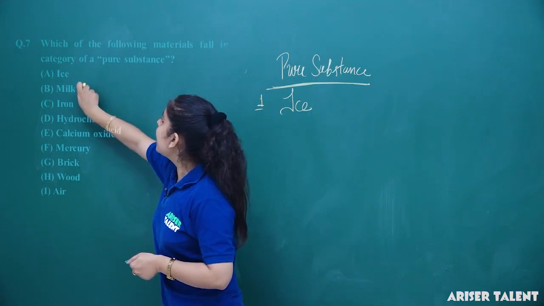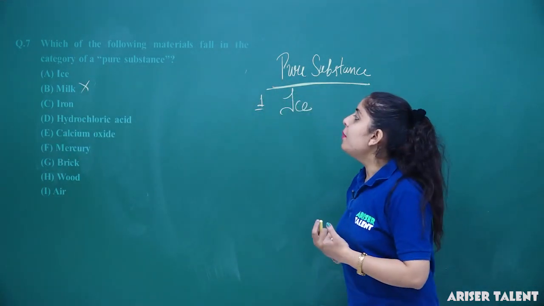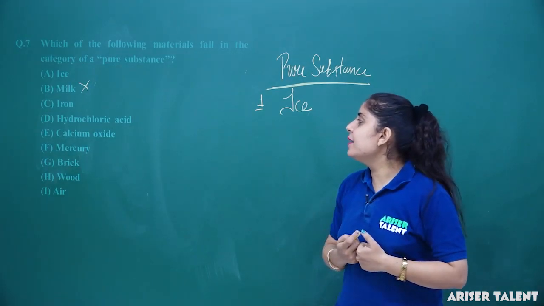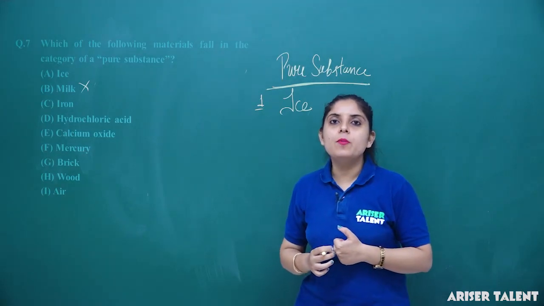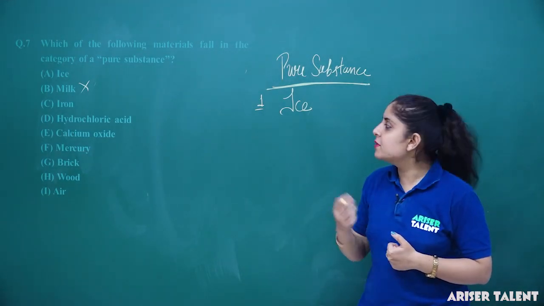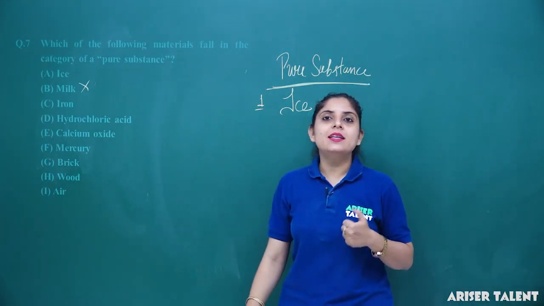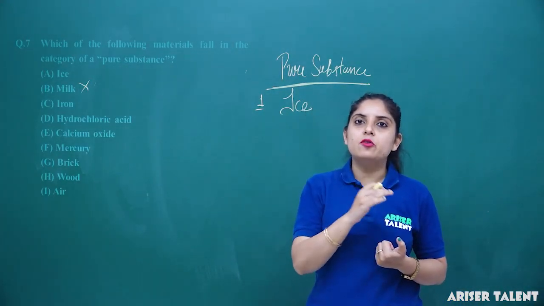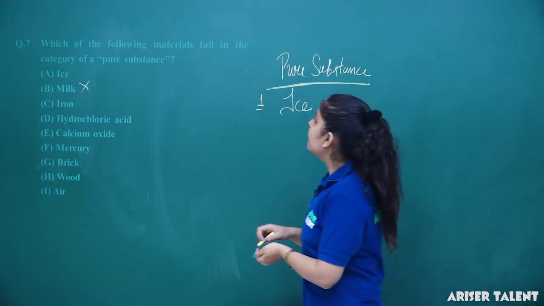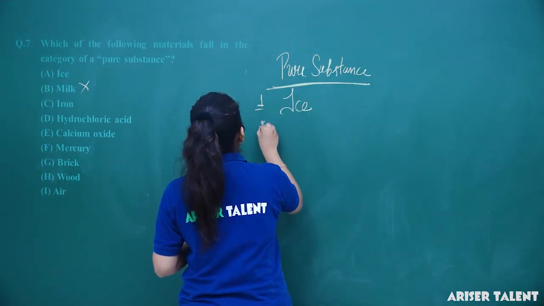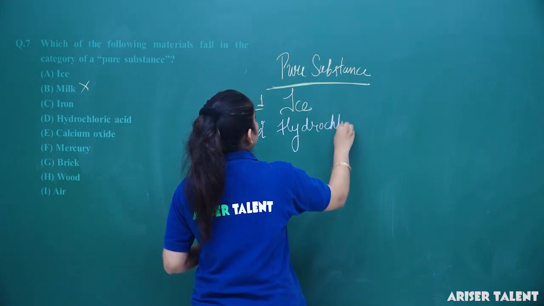So you cannot say that milk is a pure substance. If I am talking about iron, iron is again not a pure substance, because it also consists of a mixture of some metals too. Okay. If I am talking about hydrochloric acid, it is a pure substance because it consists of hydrogen and chlorine gas. So a uniform solution will be obtained throughout. So after ice, the second one is hydrochloric acid. It is a pure substance.